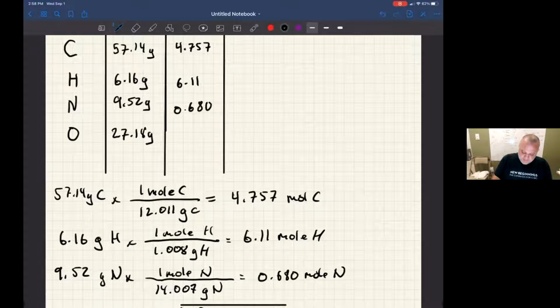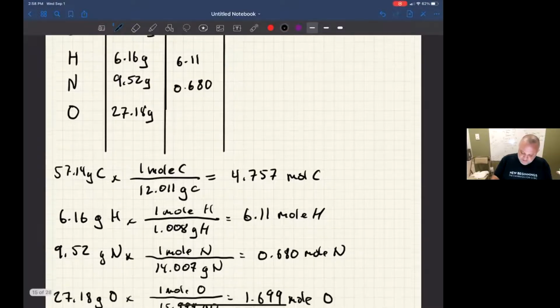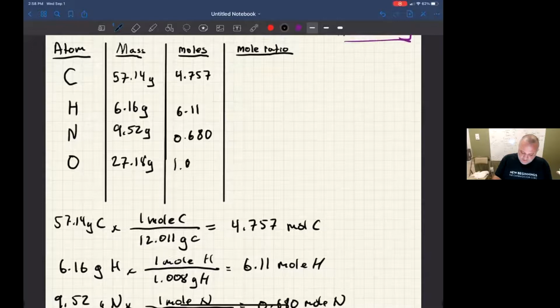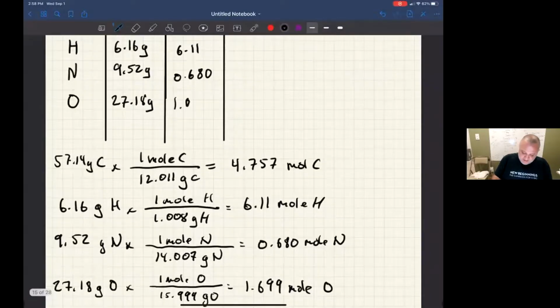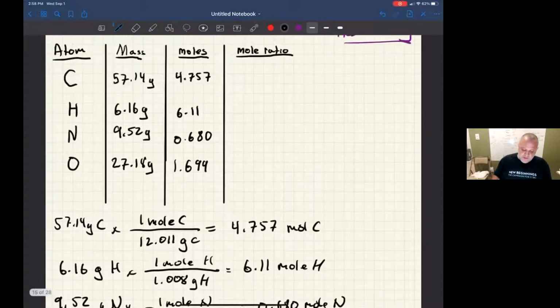And so I've got 0.680 moles of nitrogen, and finally 1.699 moles of oxygen. Now I need to sort out the molar ratio. And in order to get the molar ratio, I'm going to choose the smallest value and divide all of the other values by that one. So 0.680 is the smallest. So 0.680 divided by 0.680 is 1.